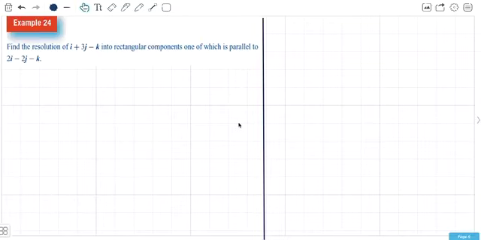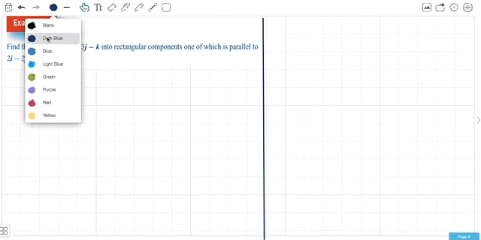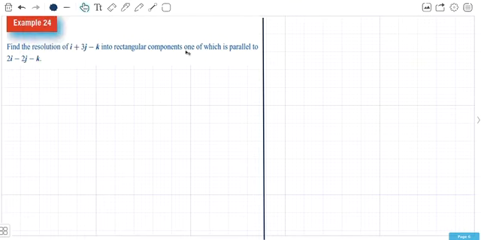This example is a really good one because you're now putting together all of the things you've learnt so far about resolution of vectors. So we're going to resolve a vector here, which they've given, into rectangular components, one of which is parallel to this other vector. First thing I'm going to do is to define the vectors.